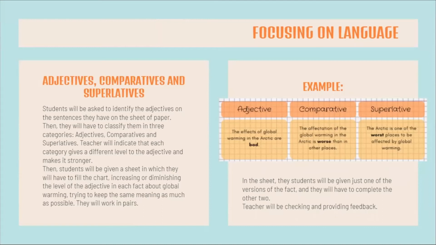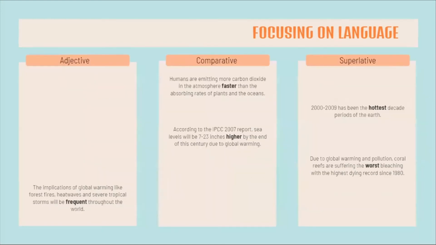In the sheet, the students will be given just one of the versions of the fact, and they will have to complete the other 2. The teacher will be checking and providing feedback. Also, the adjective will be bold, as in the example. Here is the complete chart to use in the class. As you can see, all of the sentences have the adjective that they have to change in bold.